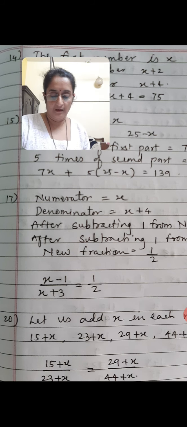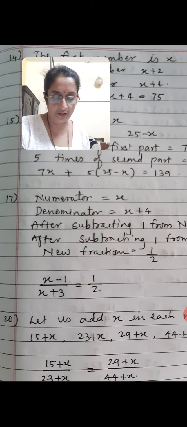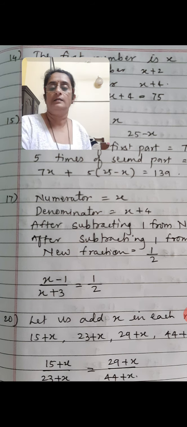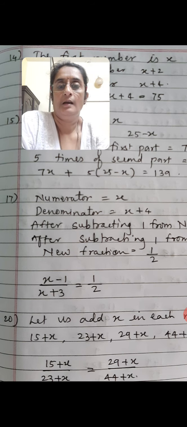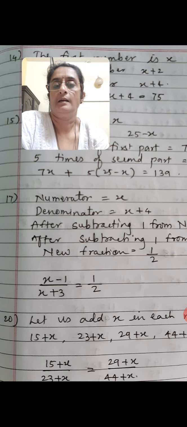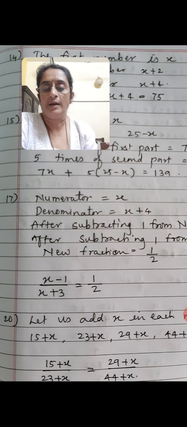20th. What same number should be added to each one of the numbers 15, 23, 29, 44 so as to obtain the numbers which are in proportion? Children, you have learned how to write numbers in proportion. A is to B is the same as C is to D. Like that we used to write it.